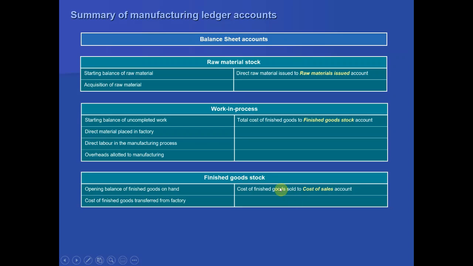We credit when we decrease our finished goods stock asset with the cost of sales account. That is the stock that we actually sold. So we will therefore have to debit cost of sales. So that will be our contra entry.